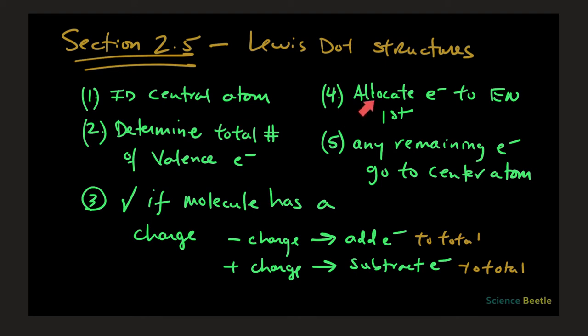But then once you've done that, then you want to allocate the electrons to the most electronegative atom first. And then make your allocations all the way around. Make sure that you observe the octet rule in all of this. And any remaining electrons, they're going to go to the center atom.